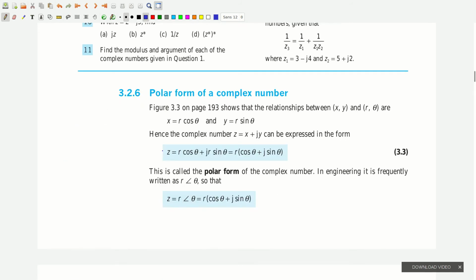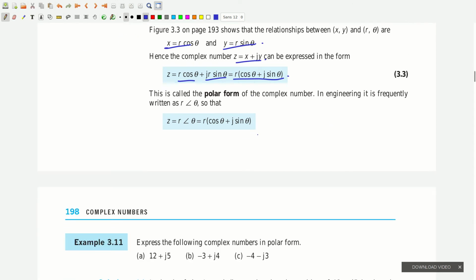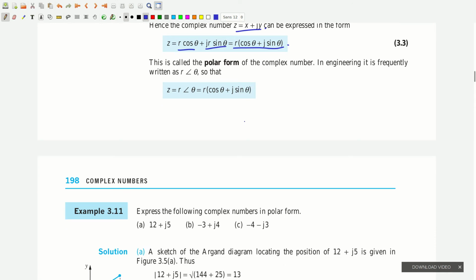So rather than writing this, we can write this as r cos theta plus j sine theta, and then we can pull out the r here, which gives r (cos theta plus j sine theta). This is called the polar form of the complex number, and it is frequently written as r with that angle theta.